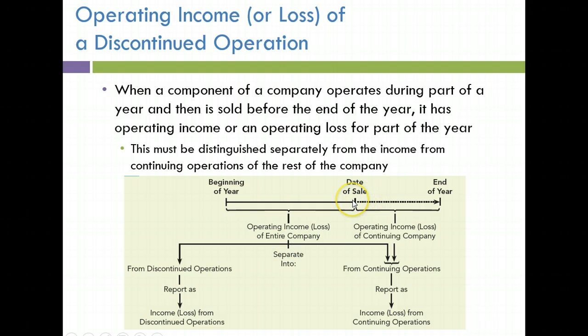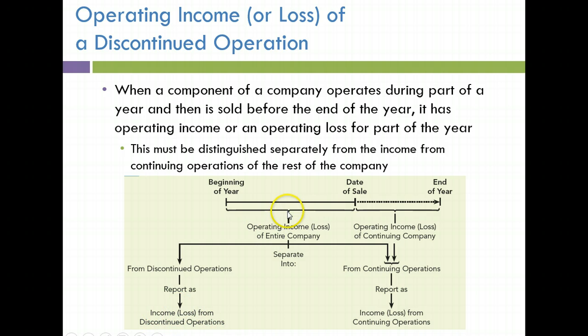And then from the date of sale to the end of the year, you're only going to show operating income from that piece that is continuing. And that will stay as continuing operations. But the portion that was sold is going to be shown as income from discontinued operations.